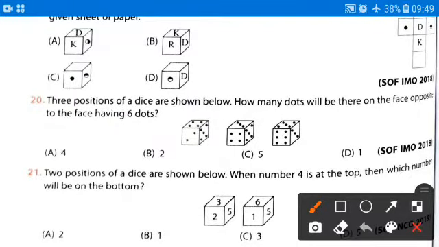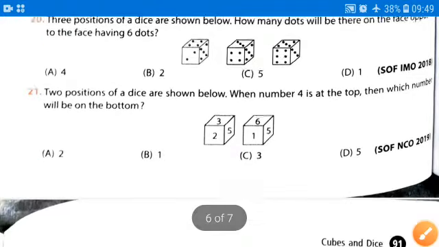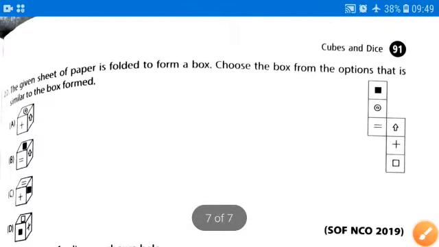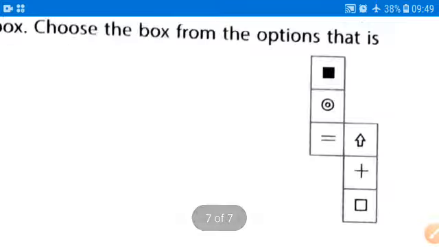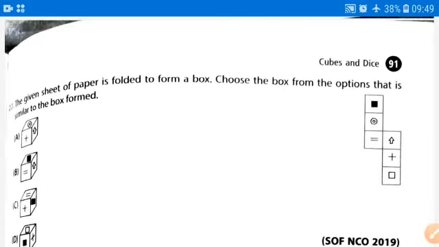Okay, moving further to the next question, that is question number 22. Same kind of figure we have got. Choose the box from the option that is similar to the box form. So this is the strip. When we fold it, we will get a box.